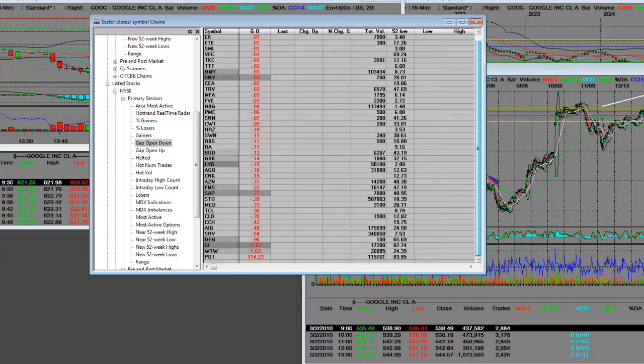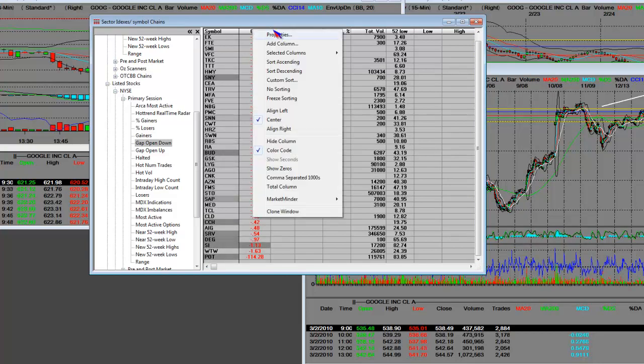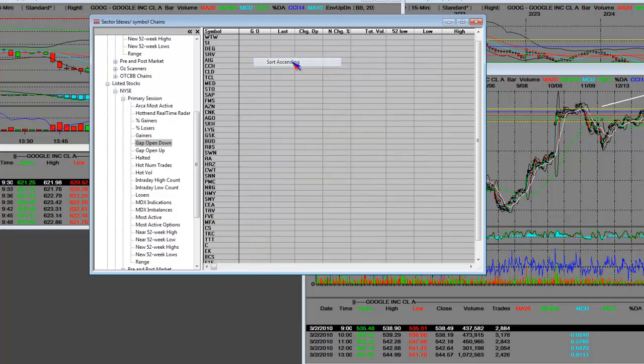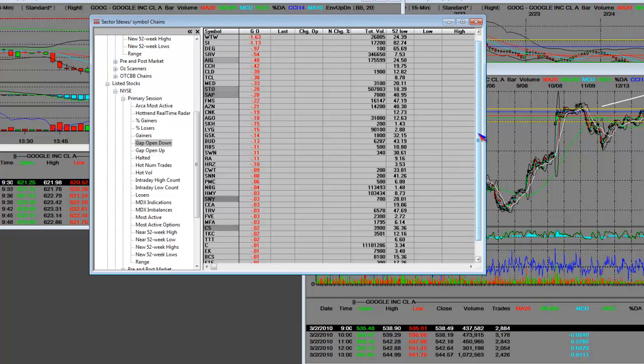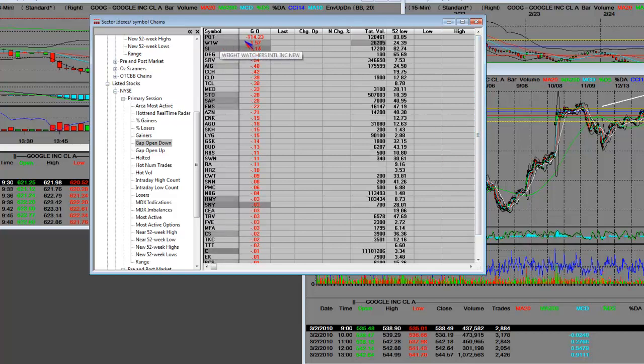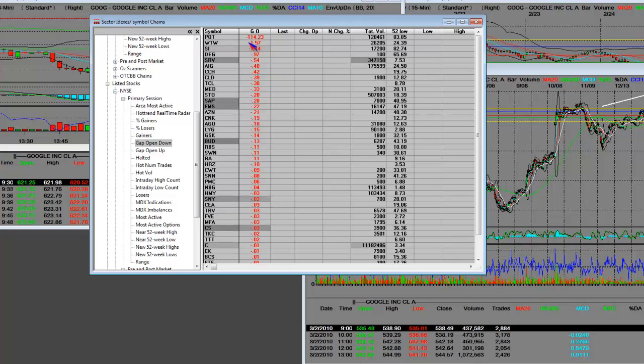Gap open down. Potash? No. What is that? So let's see. Sort columns. Sorry about that. So there's something going on here with this list. It may not be updating correctly, but it is a gap open down. Nonetheless, it's diminishing. We can see what some of the names are.